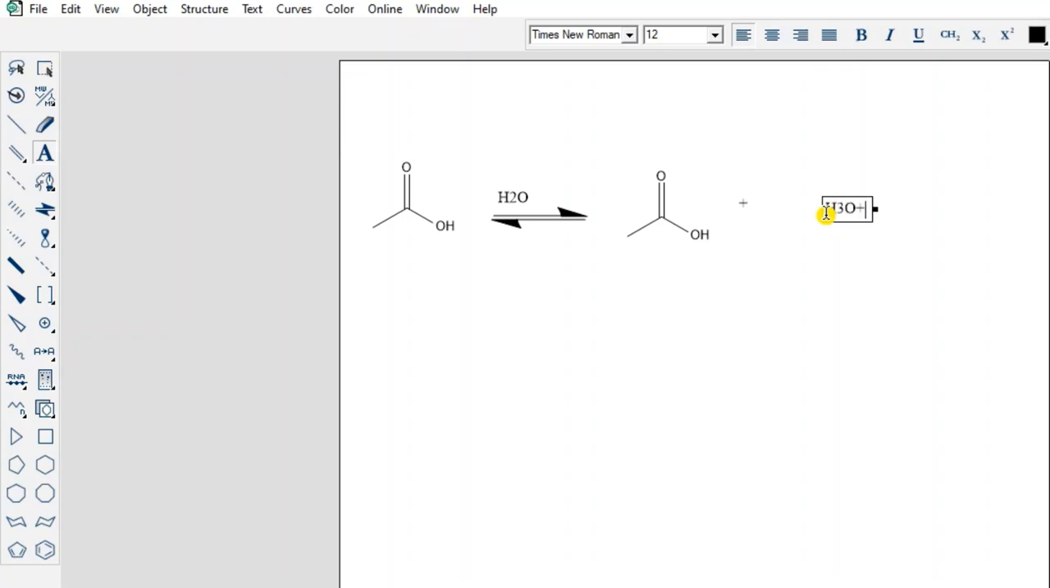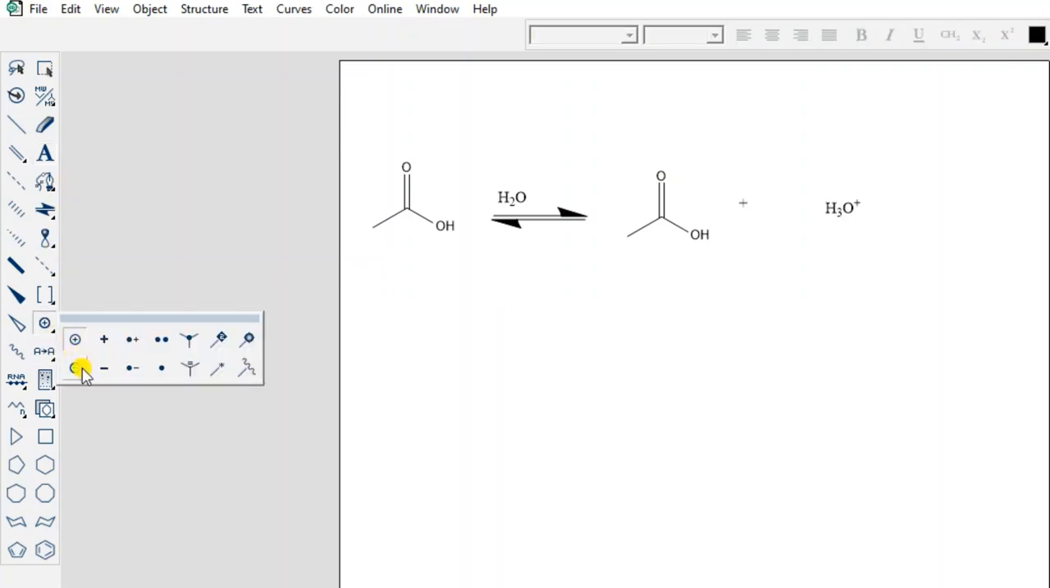H3O positive. In this way, if we further want to convert this into a formula, we can apply this formula. But one thing is left, which is to show the intermediate. After I put a negative on it, you will see that this hydrogen disappears, to show valency stability. In this way we can show the mechanism and the equilibrium state.